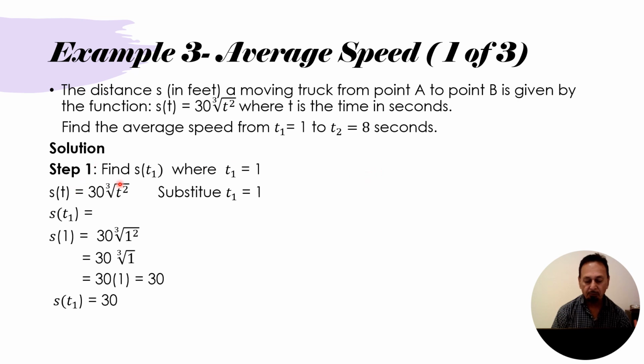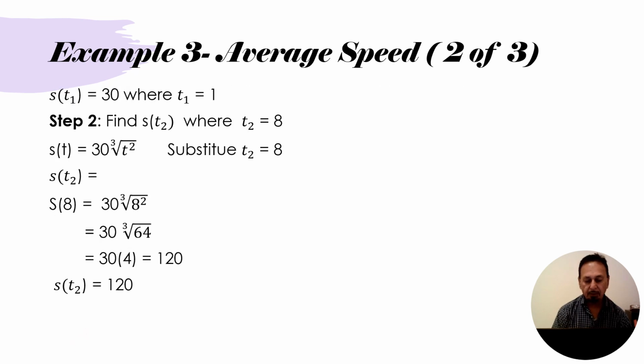So as usual, step 1, find s of t1, where t1 equals 1. So let's write down the equation: s of t is equal to 30 times the cube root of t squared. Now we substitute t1 is 1, so s of 1 equals 30 times the cube root of 1 squared. Now 1 squared is 1 and the cube root of 1 is 1, so you have 30 times 1, which is 30. So s of t1 is 30 when t1 equals 1.